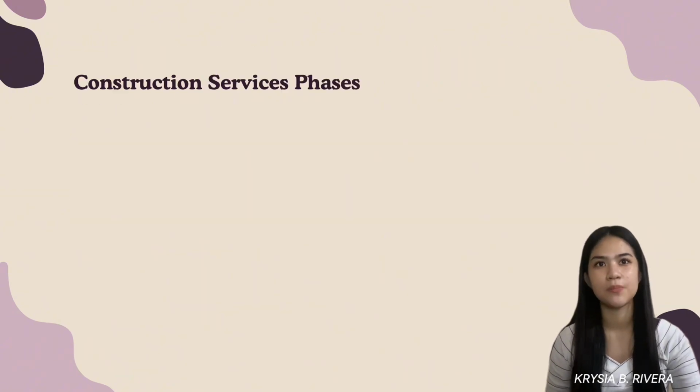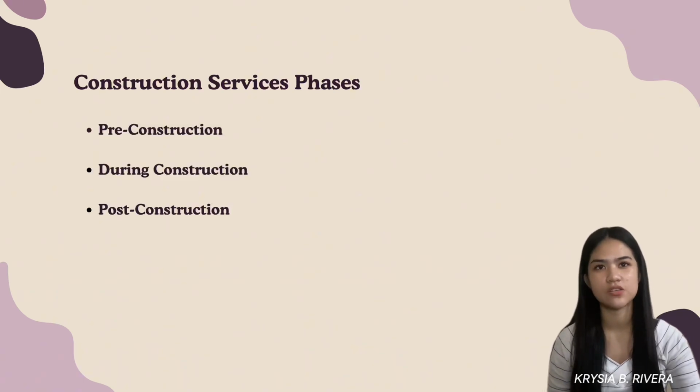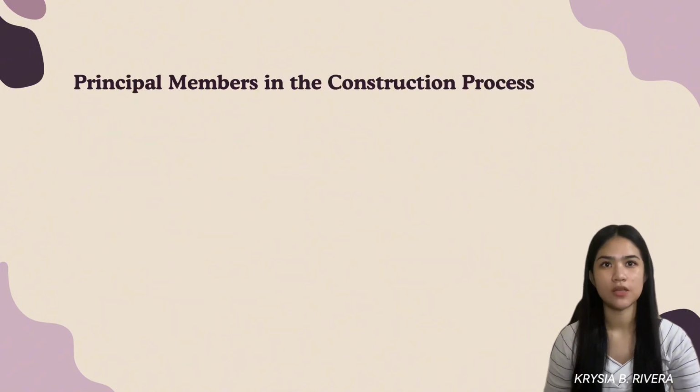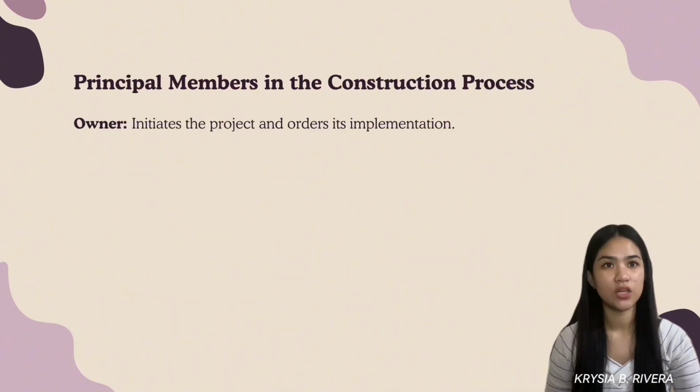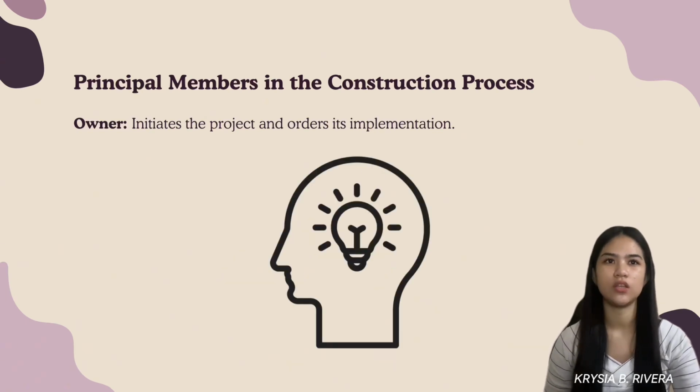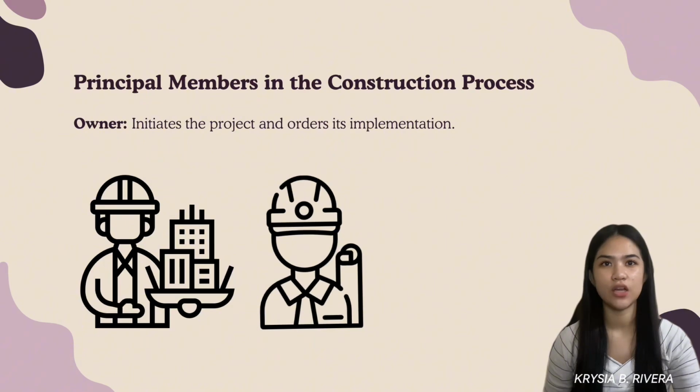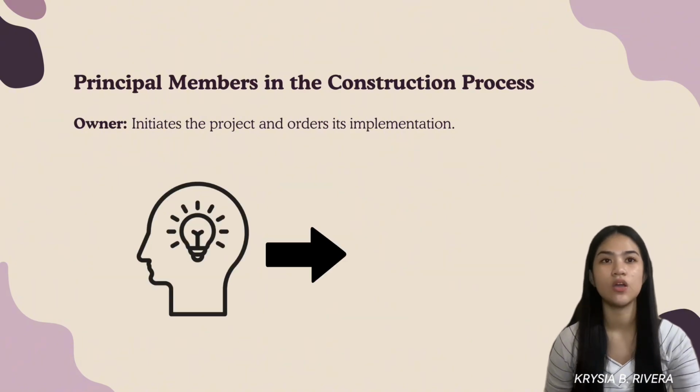Construction services phases. The construction services provided by an architect can be broken down into a few stages: the pre-construction, during construction, and post-construction. The principal members in the construction process. The owner, which initiates the project and orders its implementation. The role of the owner involves more than just financial investment. They're the visionary who sets the project in motion. They will work closely with the architect, contractors, and other stakeholders to turn their vision into reality.